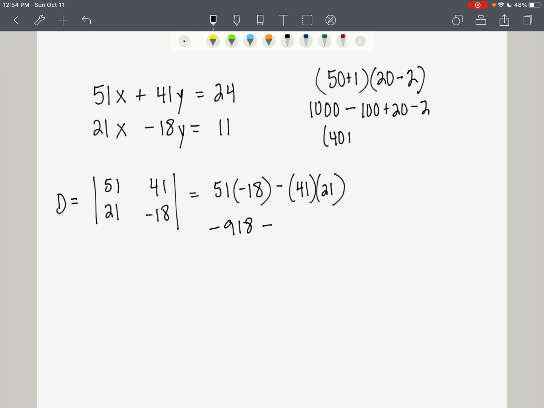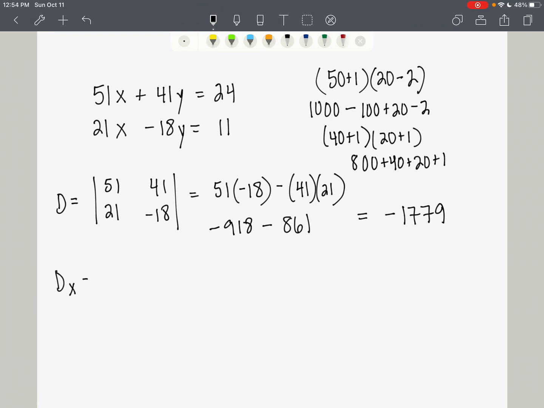Minus, I'm going to have 41 times 21. That's going to be 800 plus 40 plus 20 plus 1. So that would be 861. 918, 861, both negative, gives us negative 1779.